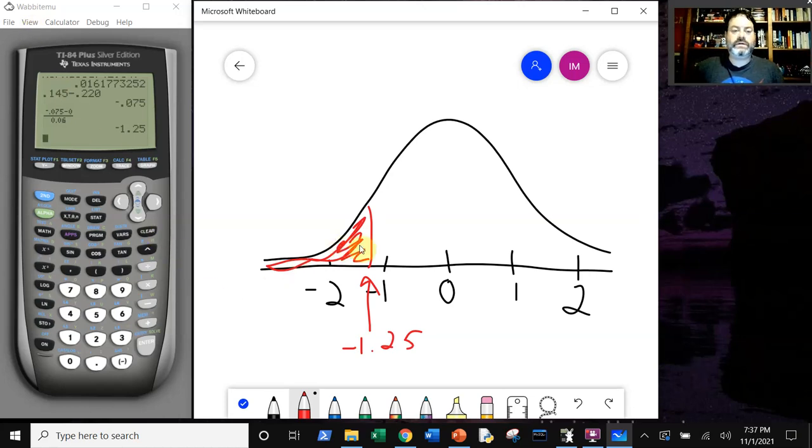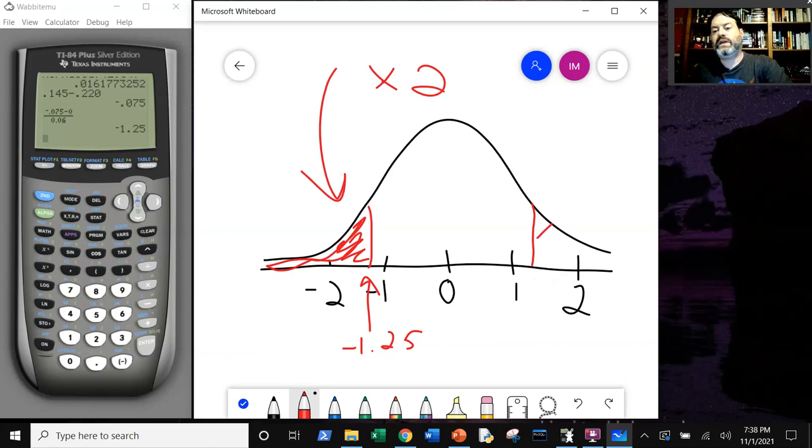Now what I do is I just go ahead and find the left tail, and then I'm just going to double it. So you're going to have one part here, whatever the p-value is, and then it's going to be times 2, because we're sort of getting this part over here. I don't need to do the p-value over there. I'm just going to get a single p-value and multiply it by 2.